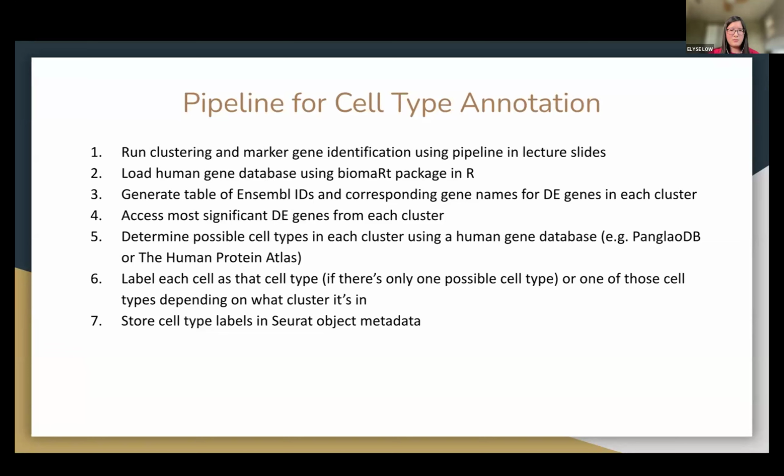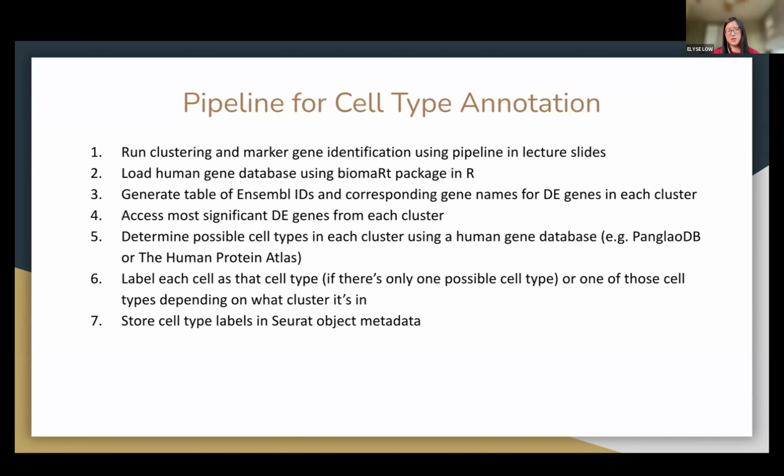Afterward, for each cluster, I went through all of the genes and chose the most significant differentially expressed genes. Then I used these top differentially expressed genes as input to a human gene database. The specific databases I used in this project were PanglaoDB and the Human Protein Atlas, but I mostly used PanglaoDB because it helped me annotate multiple cell types. I would input these genes into the database, and the output would be a distribution of the different cell types that were known to be associated with these genes based on multiple published papers.